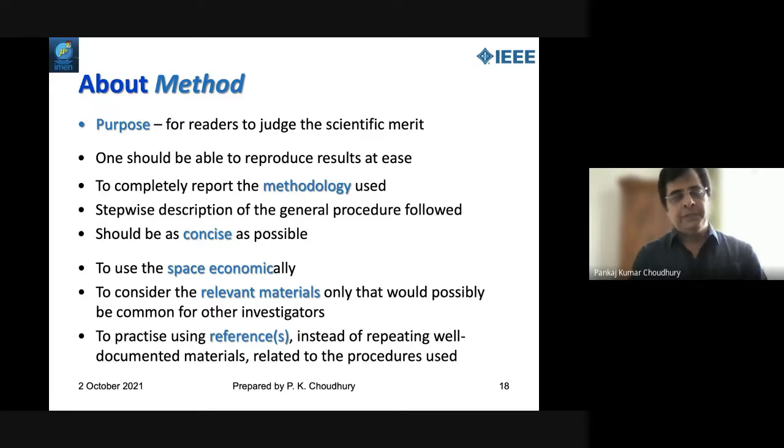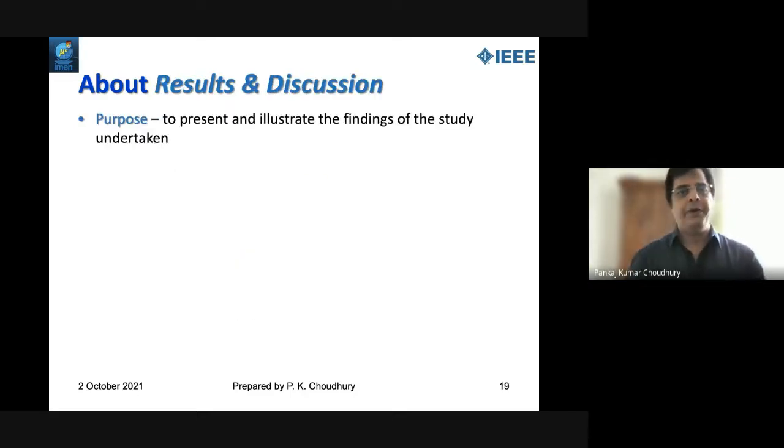And also practice using references. One should not keep repeating the well-documented materials related to the procedures used. Instead, one must cite the papers. Okay. Then comes the most important part, the results and discussion.